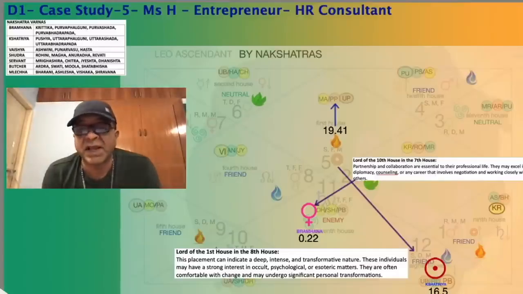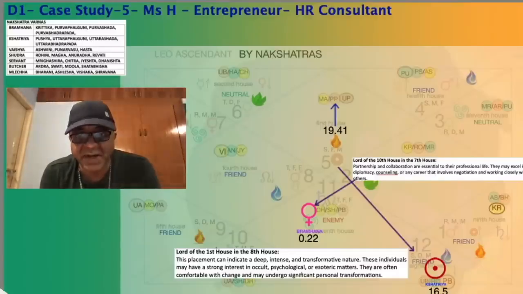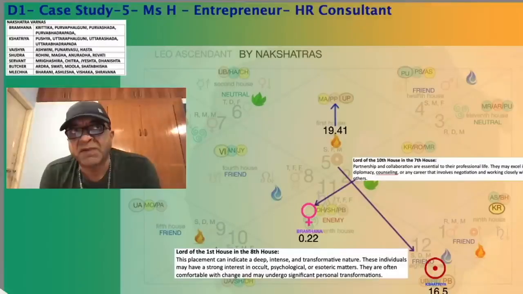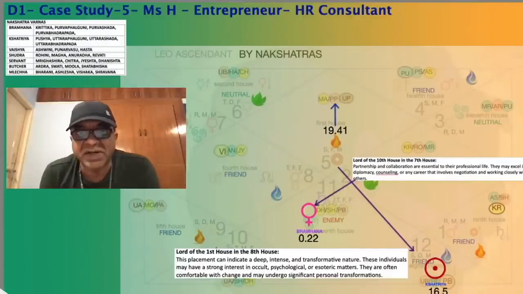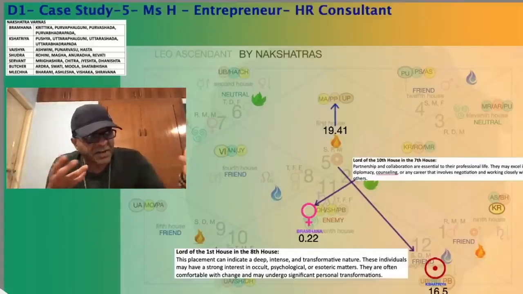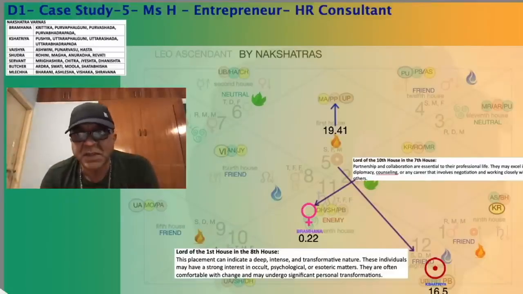doing things en masse for other people, right? So her career path from the beginning, she would have been drawn towards doing something like this. Diplomacy, counseling, law, or career that involves negotiation. What is manpower consultancy? They have to negotiate the package, the salary package, the benefits, which they do with different companies, right? They are the interface between the employee and the companies. So that's what she's doing.